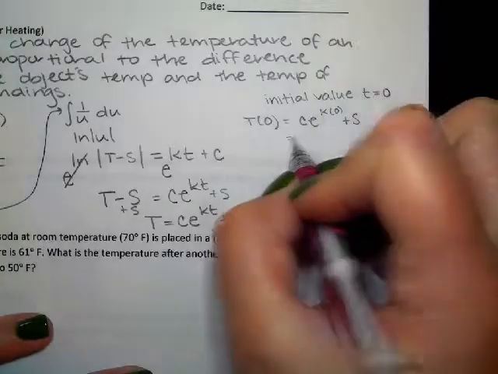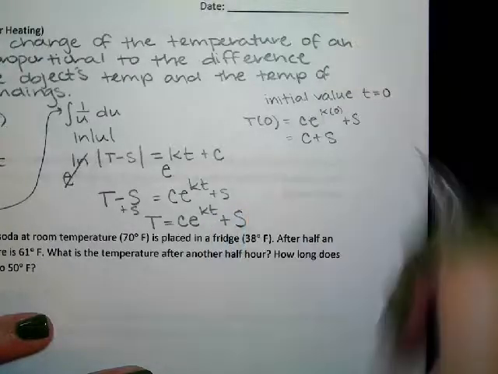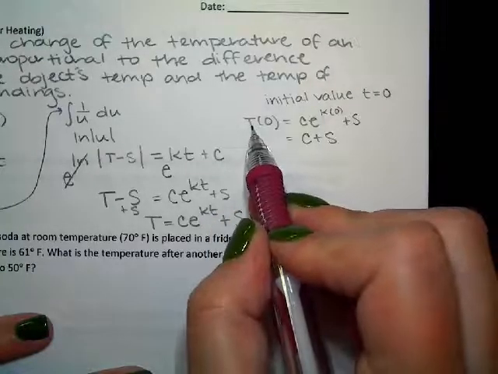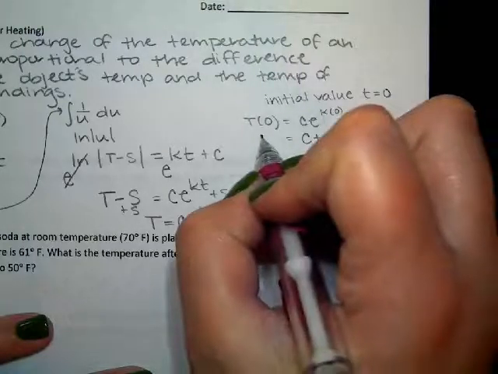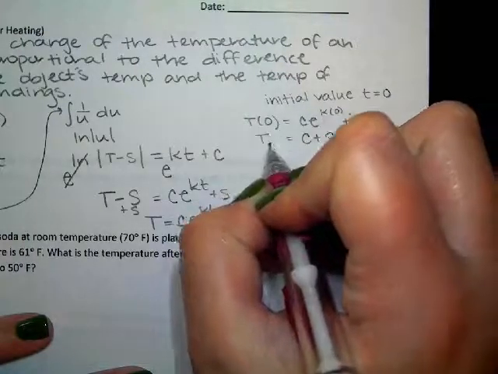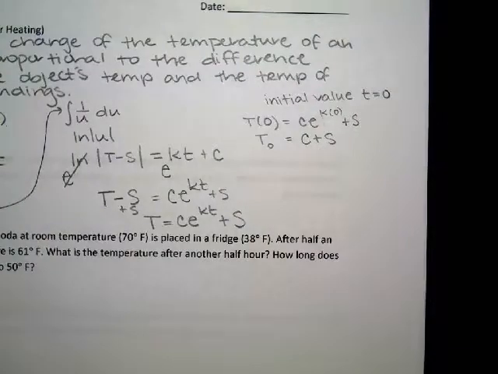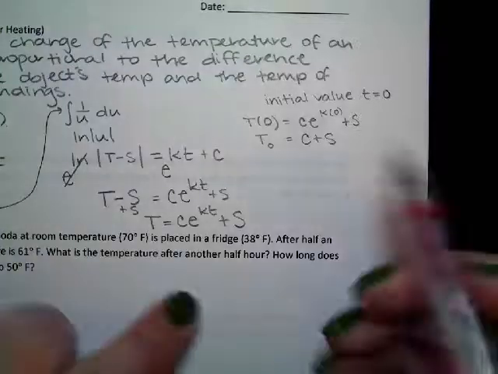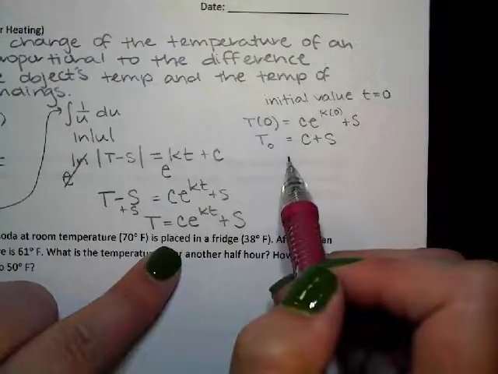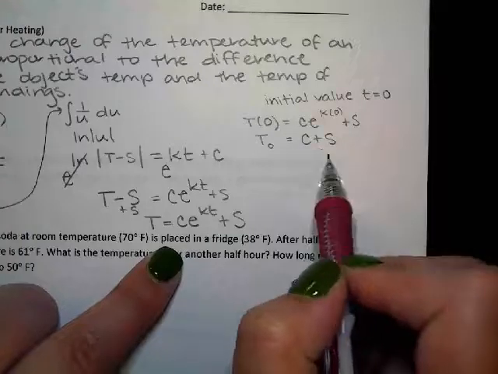C plus S, okay? Now, capital T of 0, we're going to call this T sub 0. You've probably seen in your science classes, science classes, we've seen notation like that to represent initial values. We've seen it a little bit in math, not as much, T sub 0, T sub 1, okay? So what we're going to do is we're going to say, okay, my T sub 0 equals C plus S.